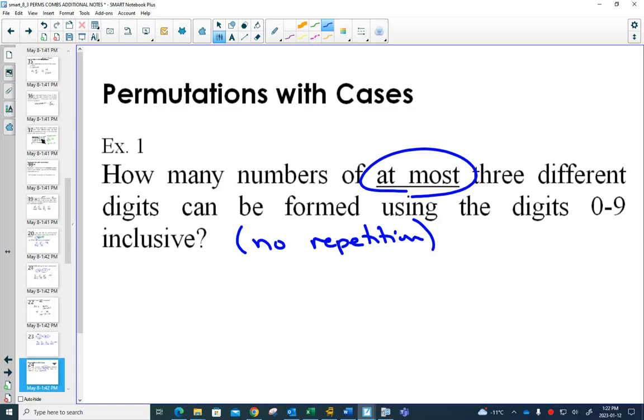Why is this a case question? Well, if it's at most 3 different digits, you could have 3 digits, 2 digits, or 1 digit. And you're going to count those separately. So what we can do, and what we do in case questions, is we always identify what we're counting first as case 1. Case 1, I will count 3-digit numbers.